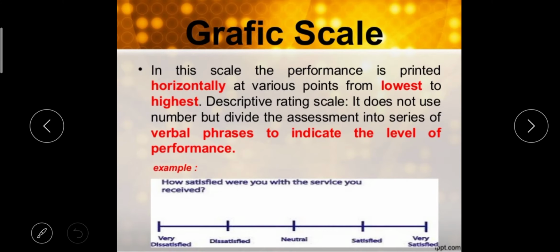Next we have the graphic scale. In this scale the performance is printed horizontally at various points from the lowest to the highest. And the descriptive rating scale does not use numbers but divides the assessment into a series of verbal phrases to indicate the level of performance. Example: how satisfied were you with the service you have received? Very dissatisfied, dissatisfied, neutral, satisfied, very satisfied. In the numerical scale we saw numbers, but here they are not going to use numbers, there will be statements.